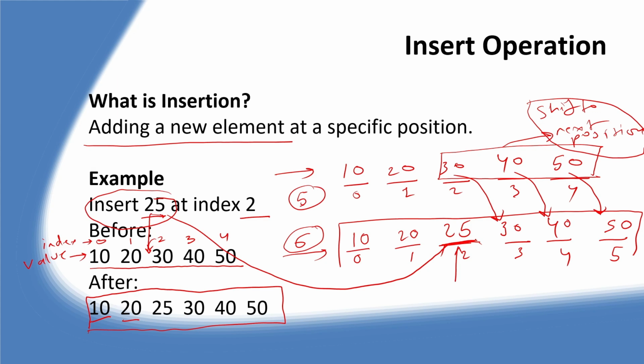So we understood that to insert an element in the middle, or any place in an array, elements from that position onward must be shifted one position to the right. Then the new value is placed in the empty position.